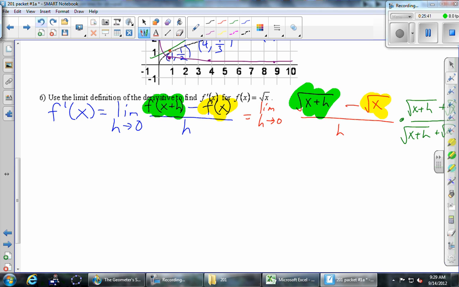Okay, so we're going to do the rest of this kind of quick, and if you want to see the details, I'll post the PDF at some point early this afternoon. But if you FOIL upstairs, square root of x plus h times square root of x plus h is just x plus h. All right, that's a good thing.